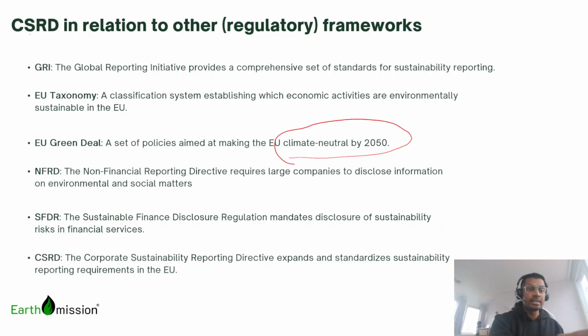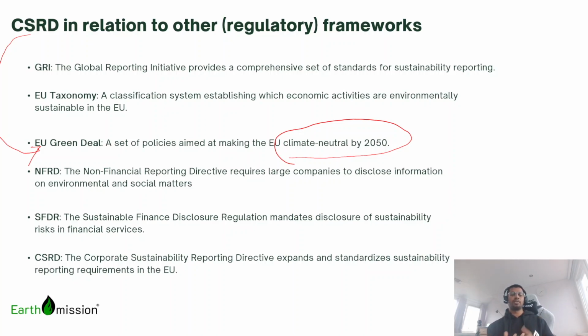So CSRD is part of the EU Green Deal, because there are certain steps in place to achieve climate neutrality by 2050, and this is the aim of the EU and all the organizations, countries and member states of the EU. To achieve this EU Green Deal, people started doing the CSRD reporting, and there are certain frameworks in place. Okay? And what is NFRD?